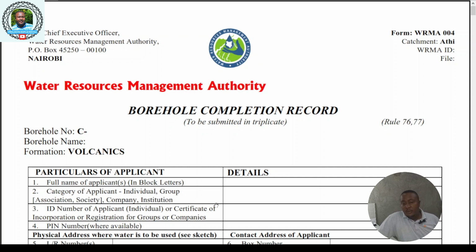Now, here, as you can see, it's form 004, and the catchment area is Athi. So whatever your catchment area in Kenya is, it will be written here. And there will be a WARMA ID and a file number. Then this is the address of Water Resource Authority. This is their logo, and this is the Water Resource Management Authority. So this is the bore completion record.